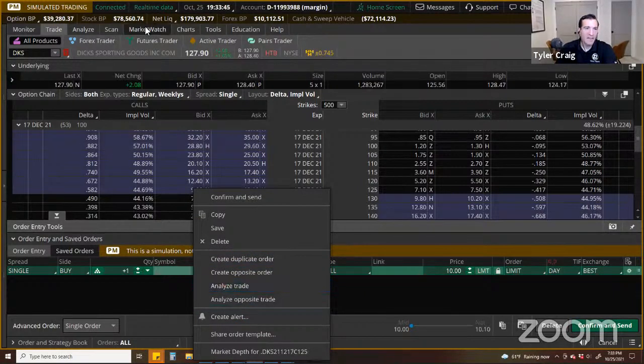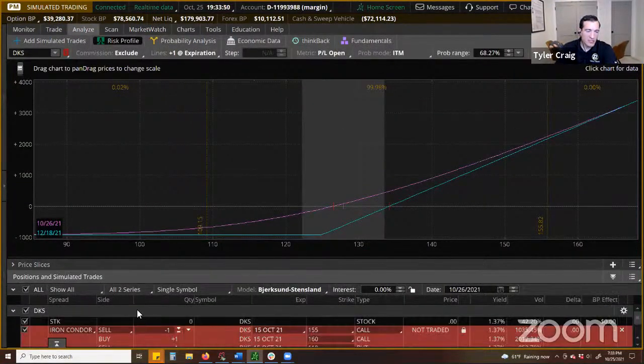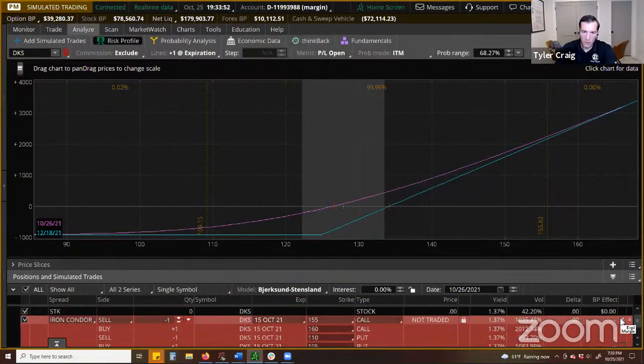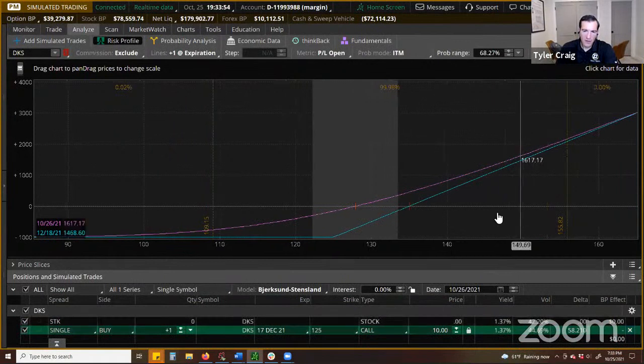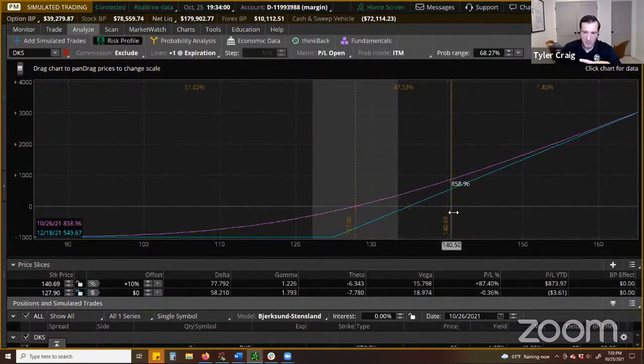Analyze trade, and then it's going to bring it over to the risk graph. Okay, and this essentially gives you a picture to go with your trade. I'm not going to get into all the details, but I want to show you this though. I can basically say, where is my stop loss going to go and how much money will I lose?